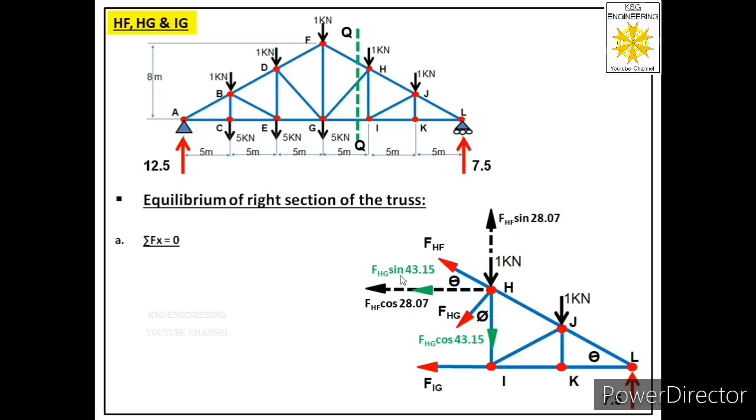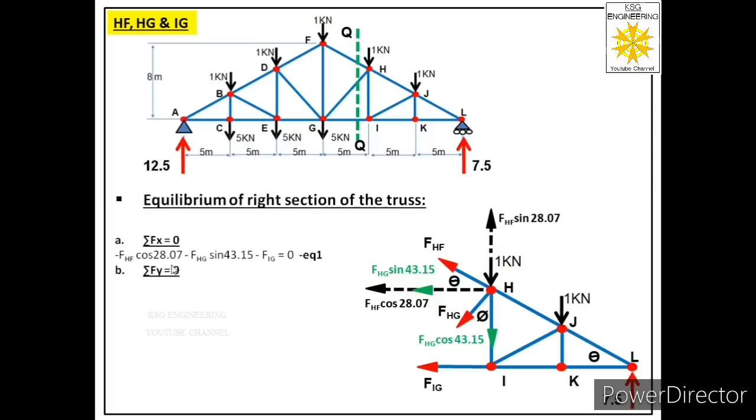First one is FHG sine 43.15. Second is FHF cos 28.07 and FIG. So we have three forces acting along x direction, but these three are acting in negative direction. So equation will be minus FHF cos 28.07 minus FHG sine 43.15 minus FIG equal to 0. So in this equation we have three unknowns, so we cannot solve this equation. So let us call this equation as equation 1 for time being.